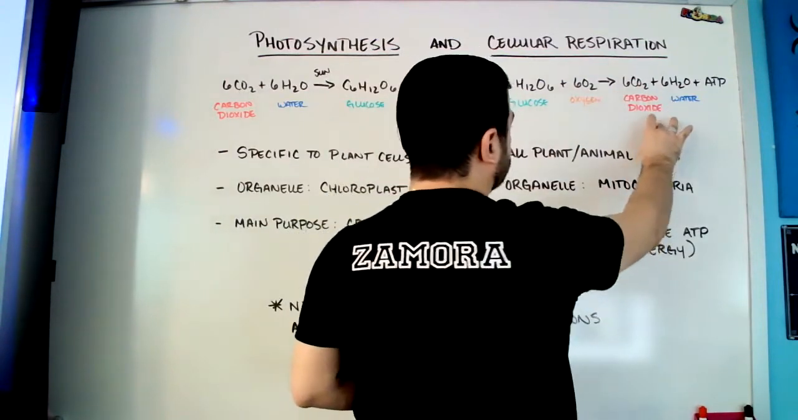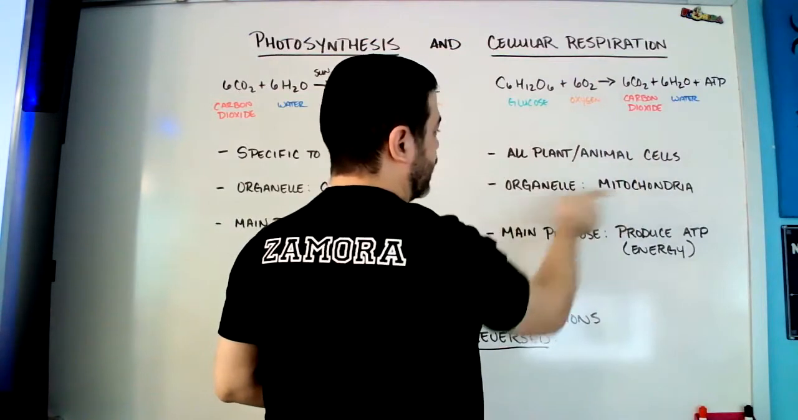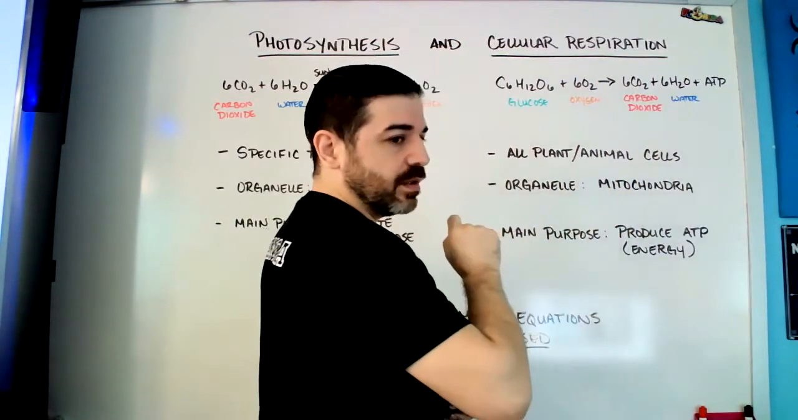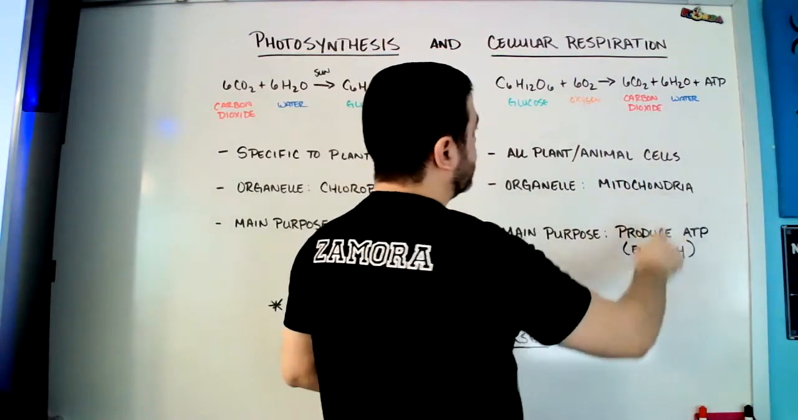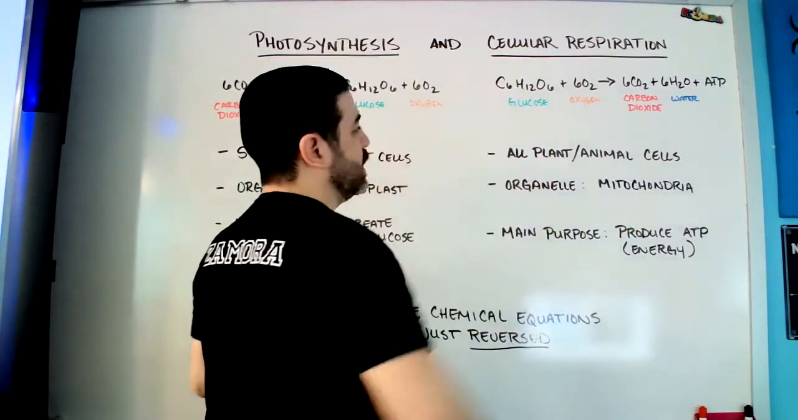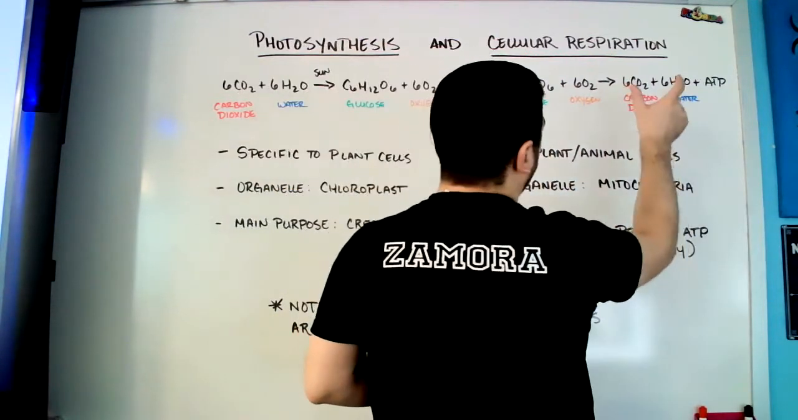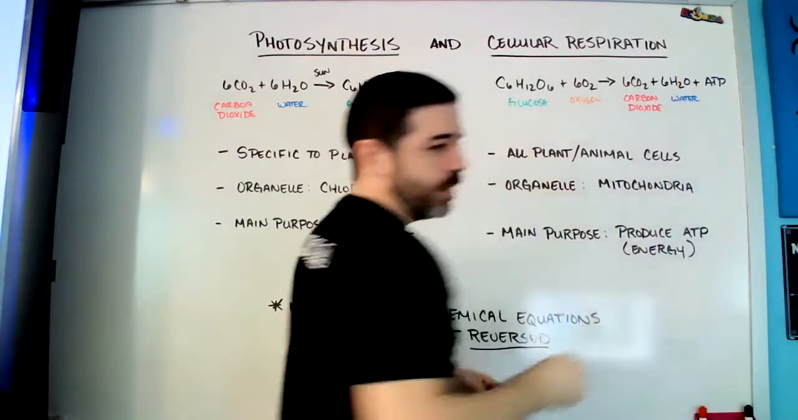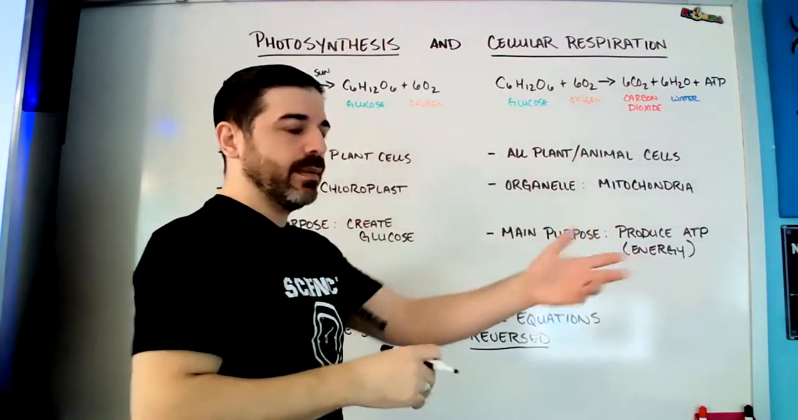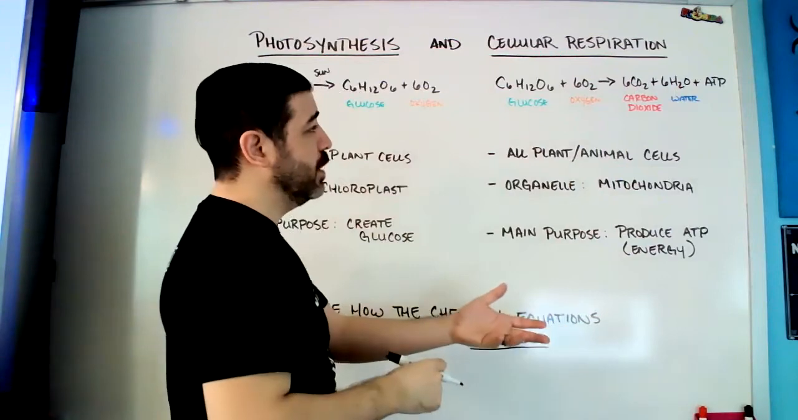Within our cells, specifically the mitochondria, that's the organelle that is going to do cellular respiration. The mitochondria is then going to break the bonds that hold glucose together and use them to create carbon dioxide and water. These are waste products for us. We will breathe out carbon dioxide and we will breathe out water vapor as well.